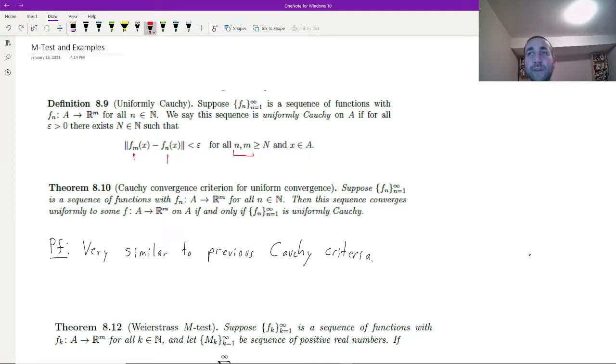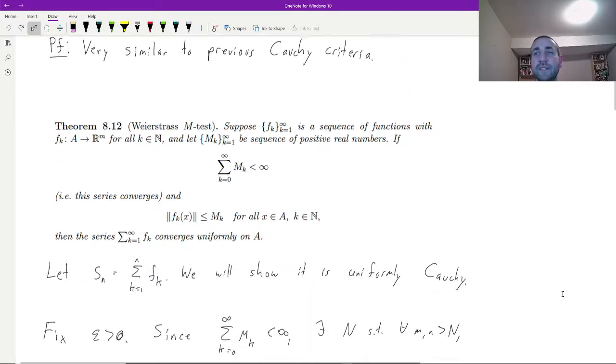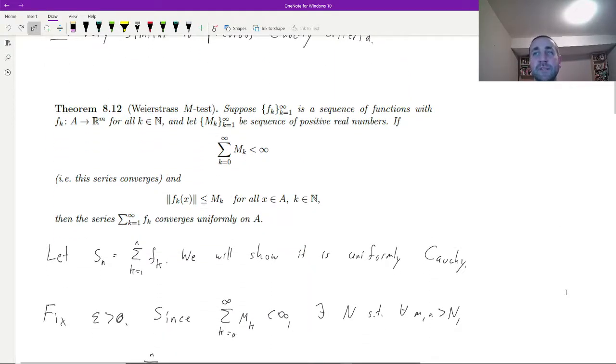Then we get the following immediate theorem, the Cauchy Criterion. Suppose that f_n is a sequence of functions, then the sequence converges uniformly if and only if the sequence is uniformly Cauchy. I'm not going to give the proof of this, it's certainly in the lecture notes, but it's very, very similar to previous things that we've called Cauchy criteria. What I'm going to do instead is talk about an immediate consequence of the Cauchy criterion, which is going to be quite useful when talking about convergence of sequences.